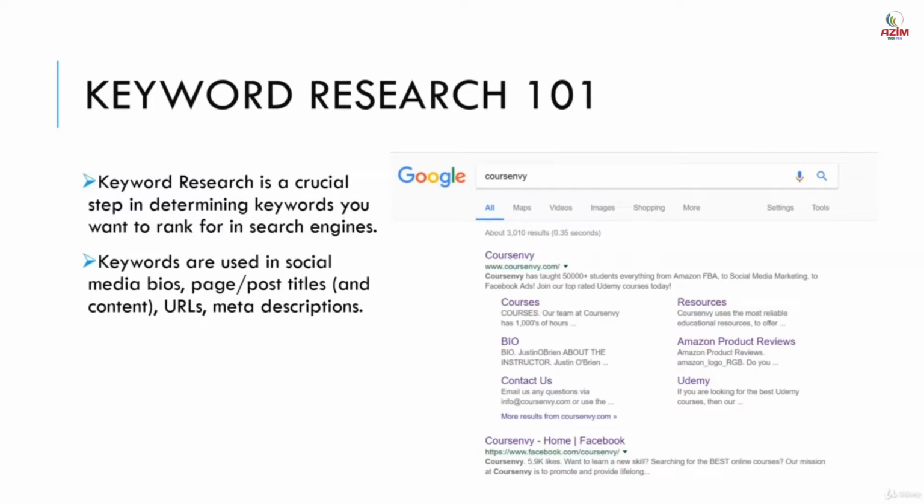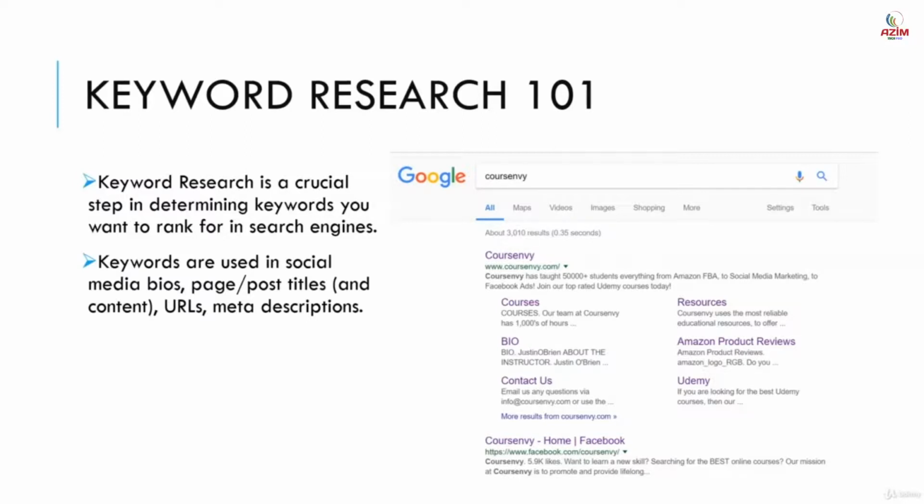Keyword research is a crucial step in determining keywords you want to rank for in search engines. Keywords are used in social media bios, page and post titles, and within the content on those pages, within URLs, within meta descriptions, YouTube video descriptions, social media posts, and on and on. So when a client tells me they never did keyword research before creating their social media bios, I shake my head. Why do all this work to then not even be found organically in Google search?